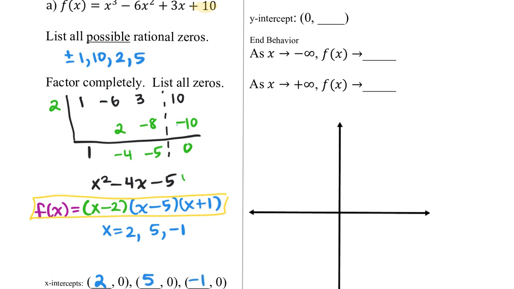You can either label your points, or you can just make little marks. I'm going to make little marks. Maybe 2, 0, 3, 4, 5, 0, negative 1, 0. Okay, so I already have a little bit of my graph. Okay, I'm going to go up.